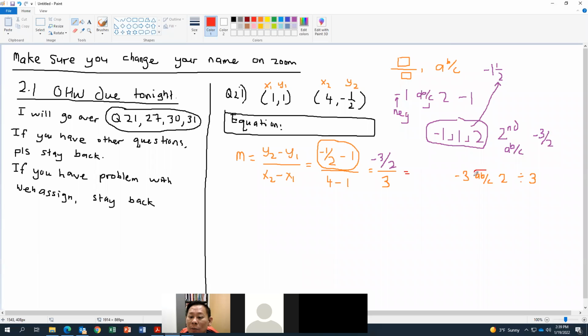So that's why you will see all this in your calculator. McKenna? Anyone? So you get -1/2. Yep.